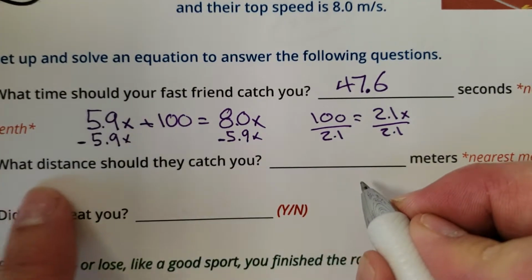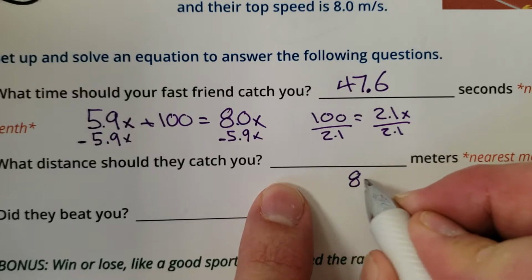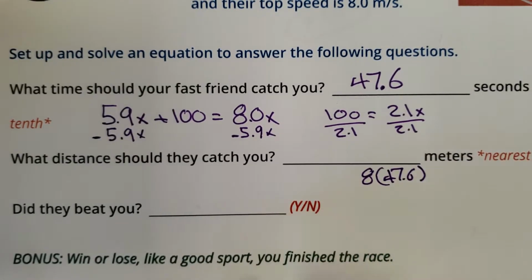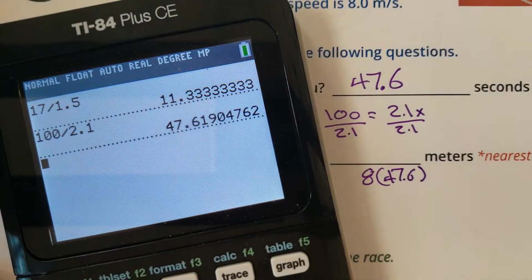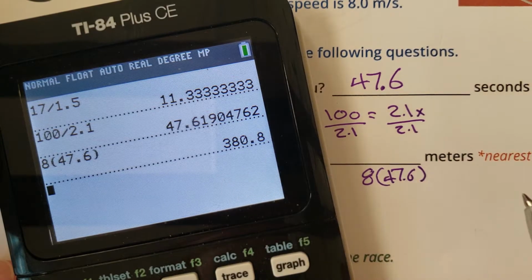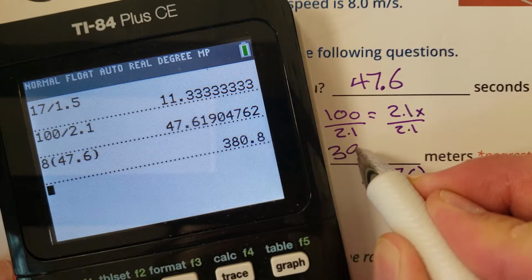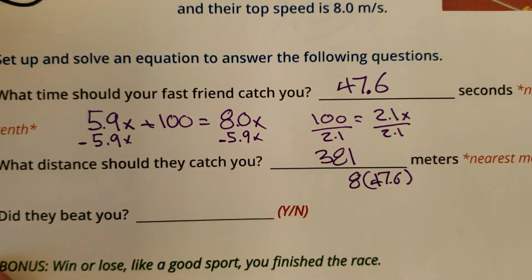So what distance will they catch you? If you do 8 times 47.6, you'll find the meter that they'll catch you. So here we go. 8 times 47.6 is 380.8. Now it says nearest meter, so they're going to catch you at about the 381 meter mark.